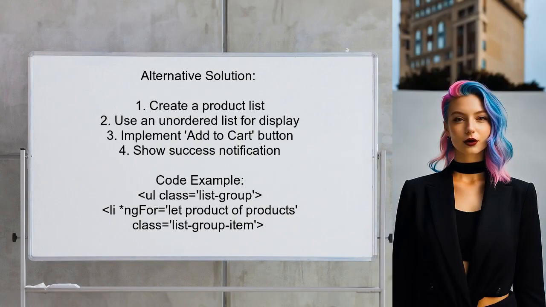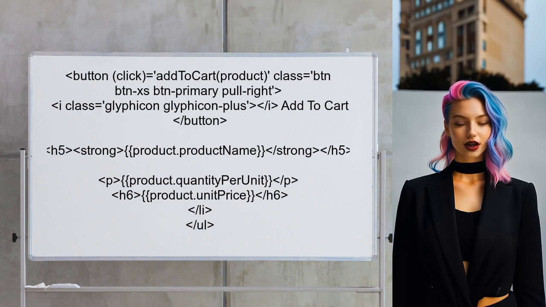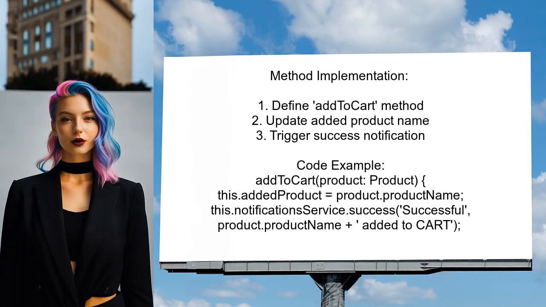An alternative approach shared by another user involves creating a product list where users can add items to their cart. They use an unordered list to display products, each with an Add to Cart button. When clicked, the product is added to the cart and a success notification is shown. The user defines an Add to Cart method that takes a product as an argument. This method updates the added product name and triggers a success notification using a notification service.